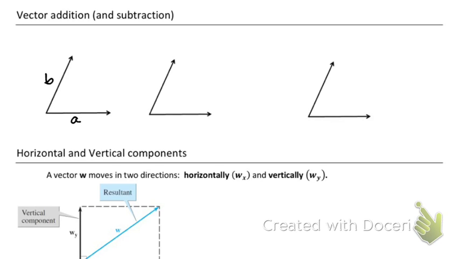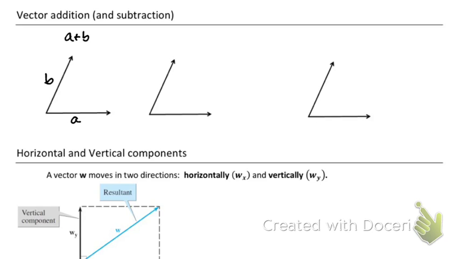Now note, these are just two individual vectors. A is all by itself, B is all by itself. We just moved them so their tails are together. All right, the first thing we're going to do is A plus B.